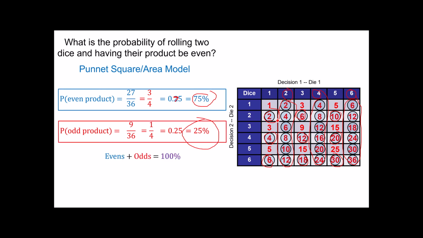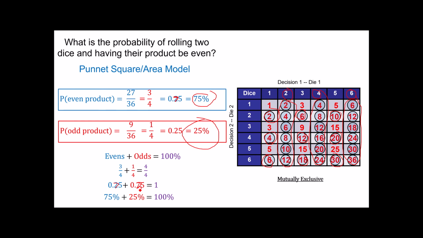I like this particular problem because notice that the evens plus the odds equal 100%. That's 3/4 plus 1/4 equals 4/4. 25% plus 75% equals 1. Notice I have those switched. That needs to be fixed. And down here, 75% plus 25% equals 100%.